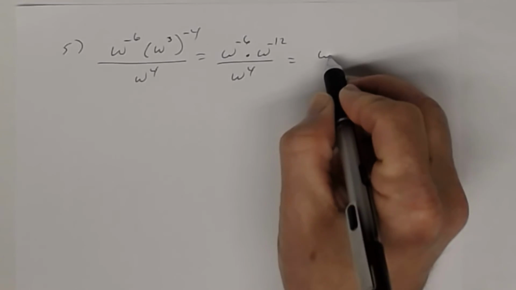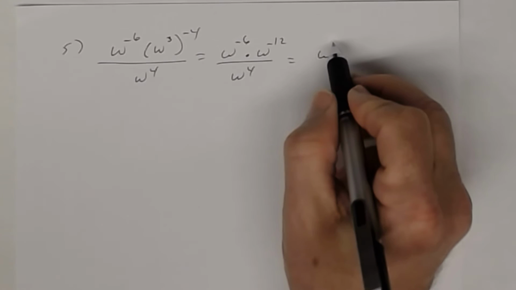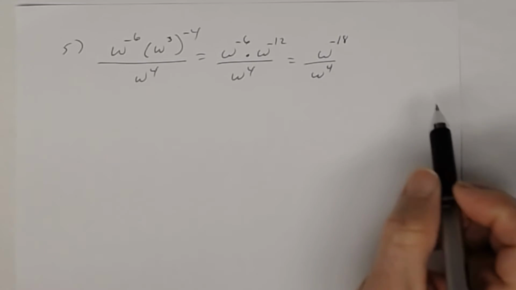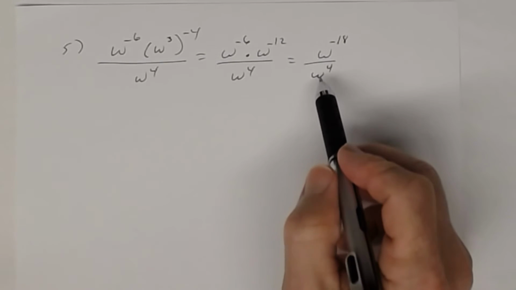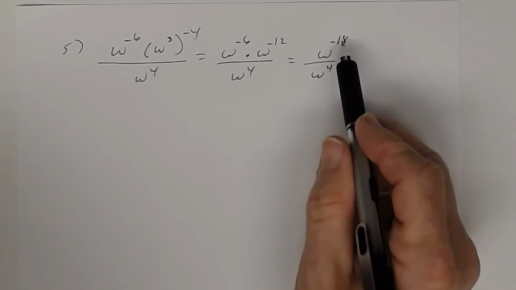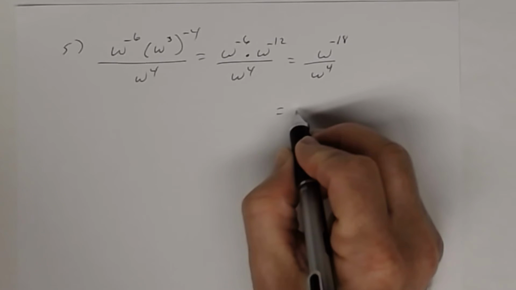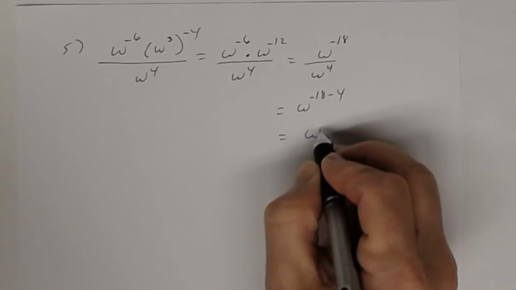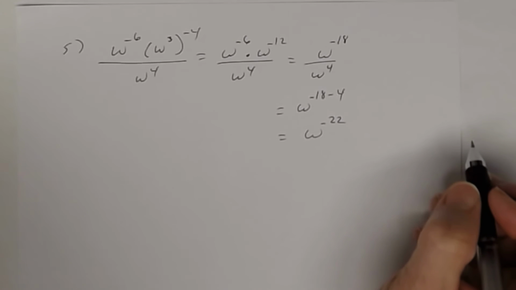So this becomes w to the negative 6 and a negative 12 is a negative 18, divided by w to the fourth. And I'm going to use the quotient rule. And so when you divide like bases, you subtract exponents. That becomes w to the negative 18 subtract 4, which becomes w to the negative 22nd power, right?